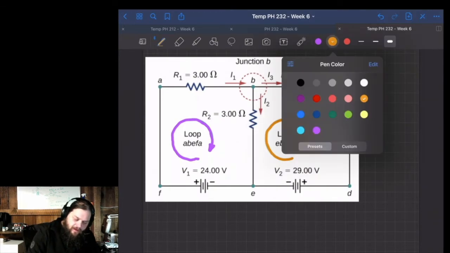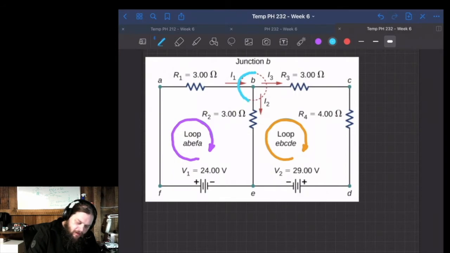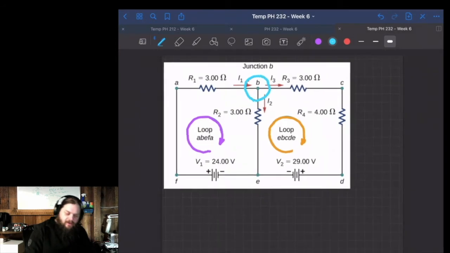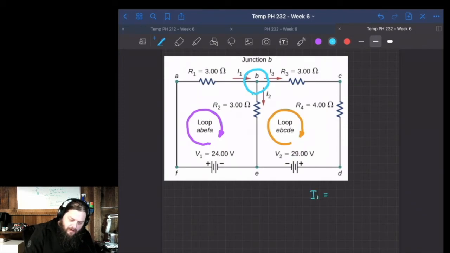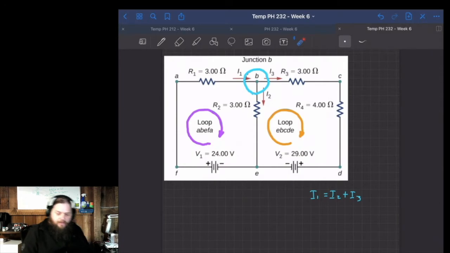So we also have that junction here. I'm going to put that in blue again. So we're going to use that junction and those 2 loops that they have inside to find the values that we need. So breaking this down, looking at the current junction first, we can see that I1 is going to be equal to I2 plus I3. And we can see that because I2 is going out, I3 is going out, and I1 is going into this junction B.